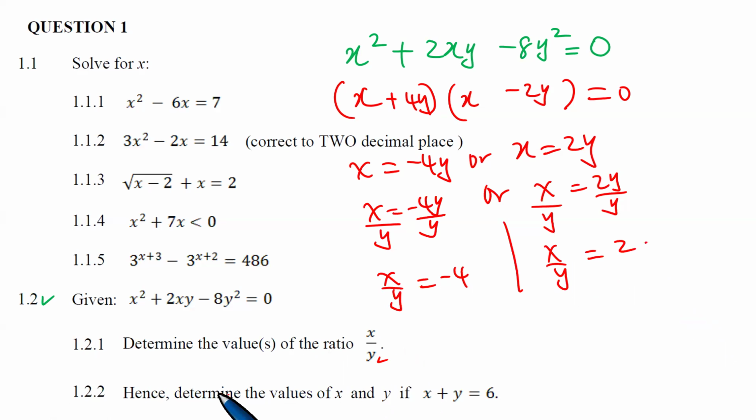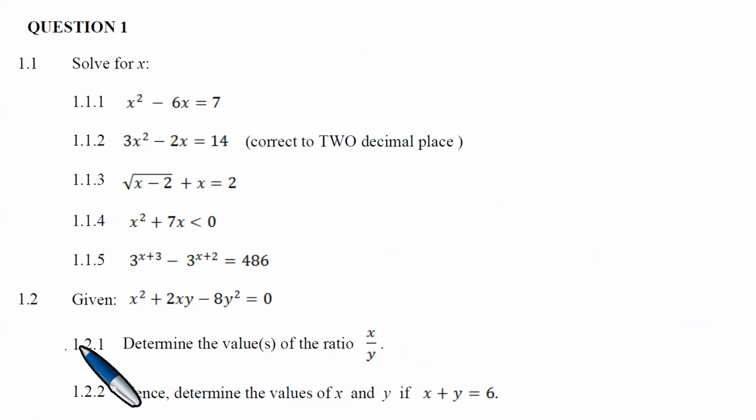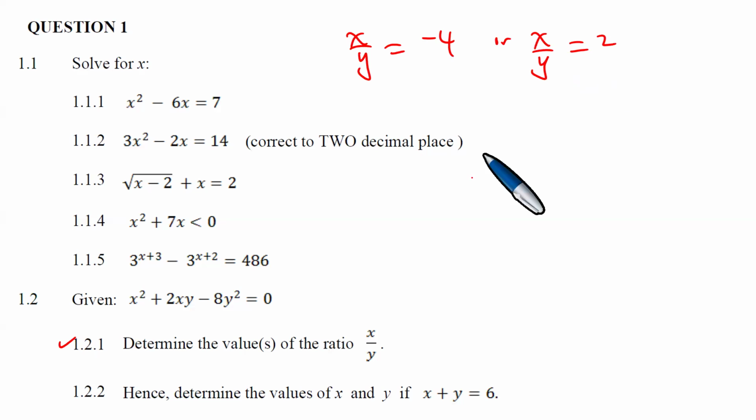We need to hence determine the values of x and y if this is the case. So what do we do now? Because at this point, in this 2.1, we found that x over y is minus 4, but we find that x over y equals 2. But we also have that x plus y equals 6. Then what do we do here?